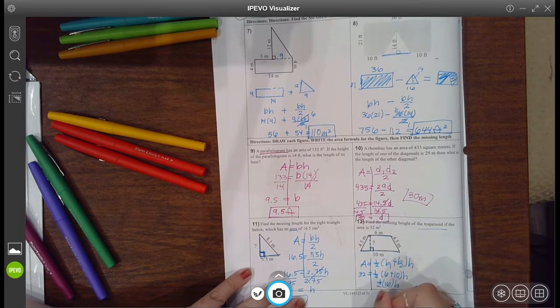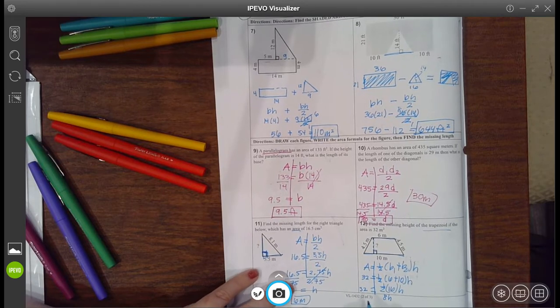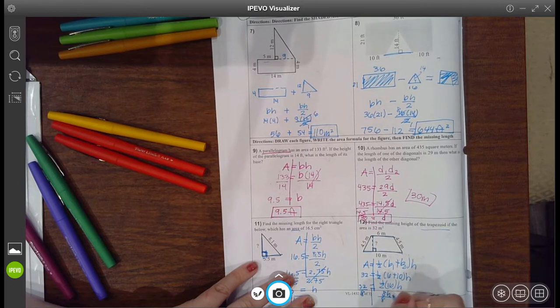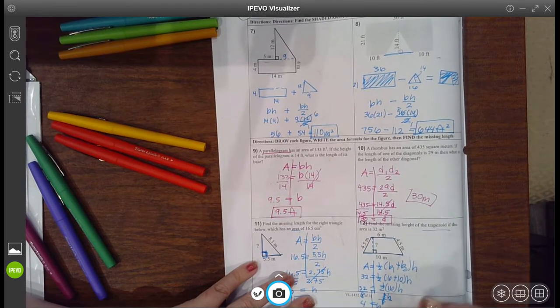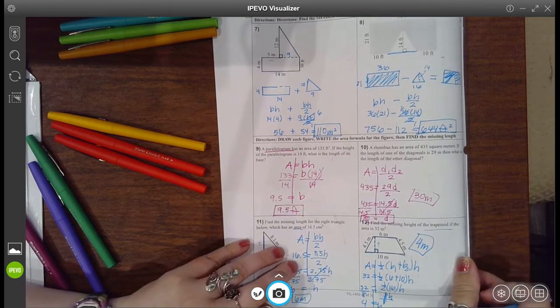Half of that is 8. So on this side, I've now simplified it to 8h. So 8 times what is 32? We'll divide both sides by 8 to figure that out. Those cancel. H equals 32 divided by 8 is 4. So my height is 4 meters.